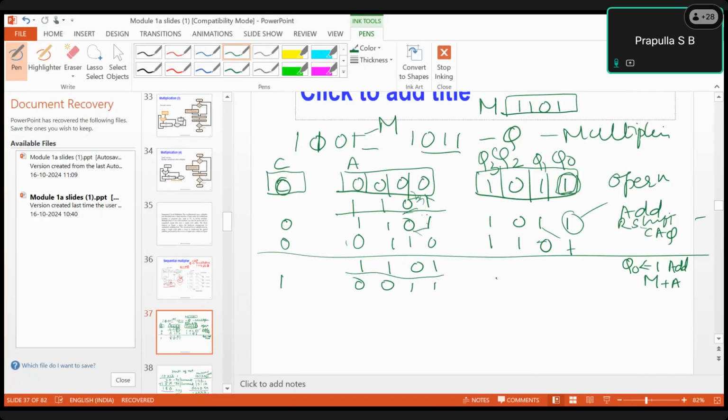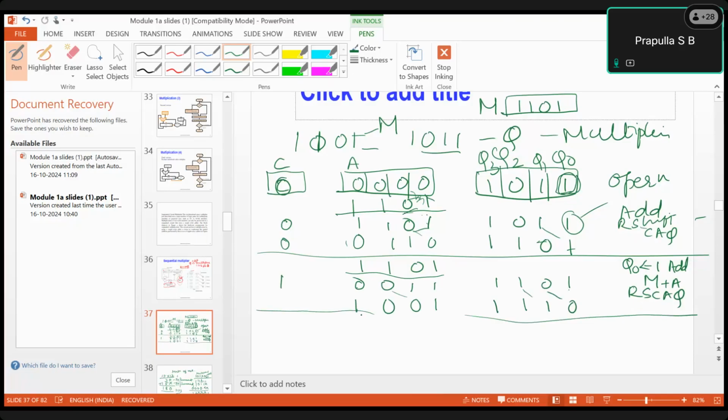Then I have to do a shift operation: right shift CAQ. When I do right shift, you all know this bit will come here, this bit will go here, and this bit will go away. Right shift CAQ, I have done this. So one cycle is complete.